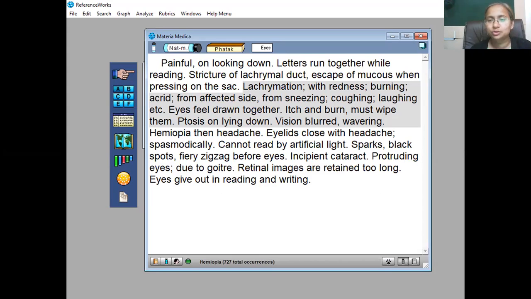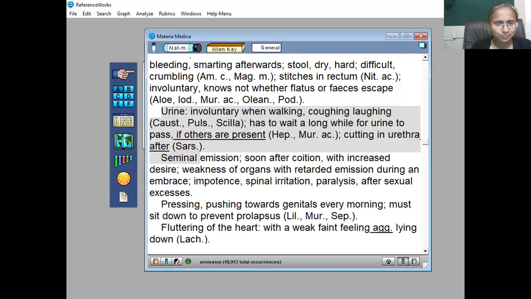Eyes feel drawn together. Itch and burn, must wipe them, vision blurred and wavering, a lot of eye symptoms. And we know the very well-known involuntary urination while walking, coughing, laughing, has to wait a long while for urine to pass if others are present. They are very shy if there are other people around them.